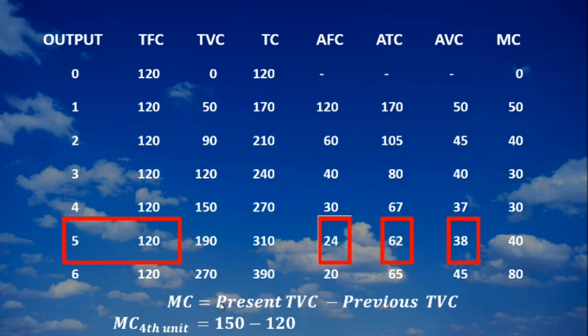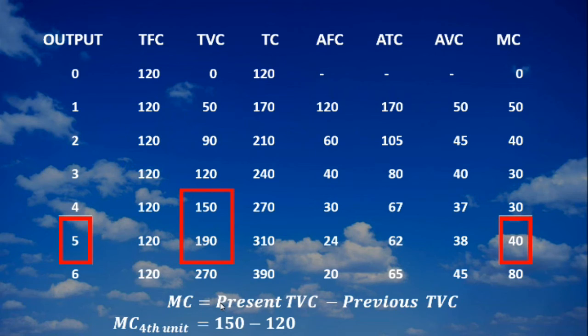Marginal cost shows the rate of change of total variable cost when one more unit is produced. The marginal cost of the 5th unit is 40 rupees. When the output is increased from 4 units to 5 units, the total variable cost increases from 150 rupees to 190 rupees. The net change in total variable cost is 190 minus 150, 40 rupees. So, marginal cost tells us the rate of change of total variable cost when one additional unit is produced. Hence, these concepts are called unit cost concepts.